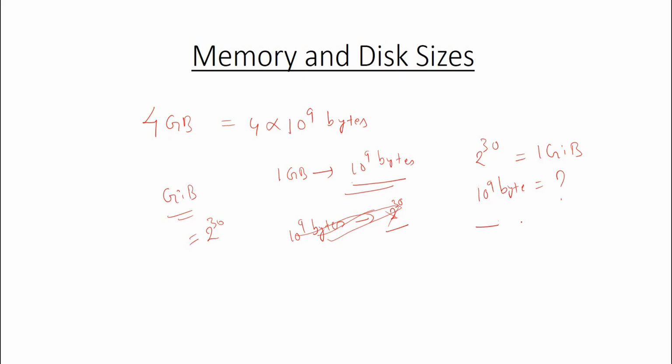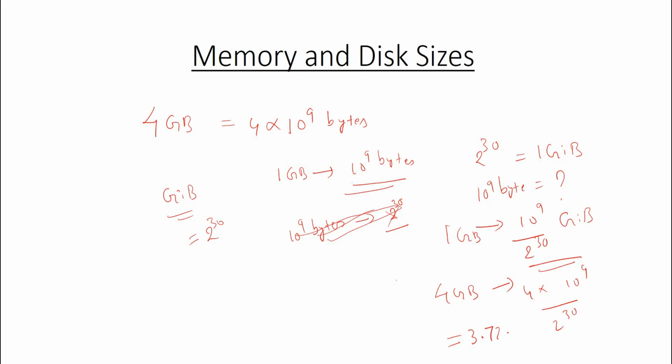So this is equivalent to 10 power 9 by 2 power 30. This is for 1 GB, which is equivalent to 10 power 9 by 2 power 30 GiB. Then 4 GB is equivalent to 4 into 10 power 9 by 2 power 30. If we calculate that, we will get around 3.725 GiB. So 4 GB RAM which is allocated for the virtual machine is equivalent to 3.725 GiB.